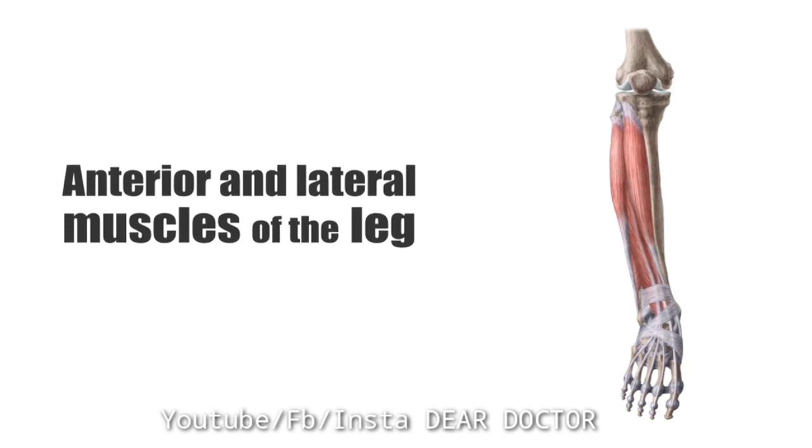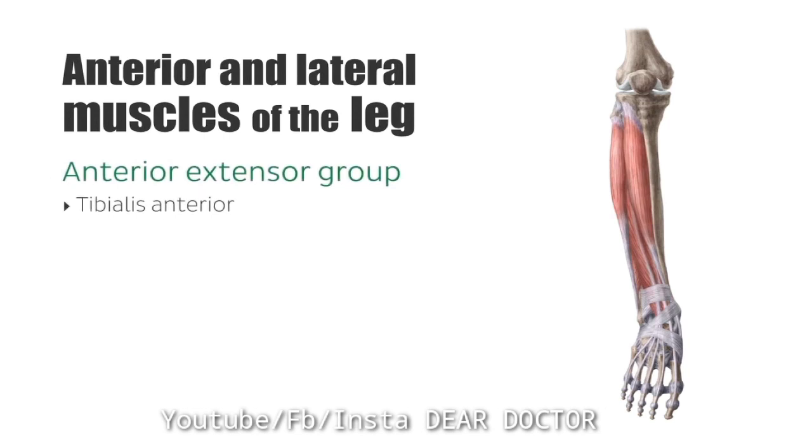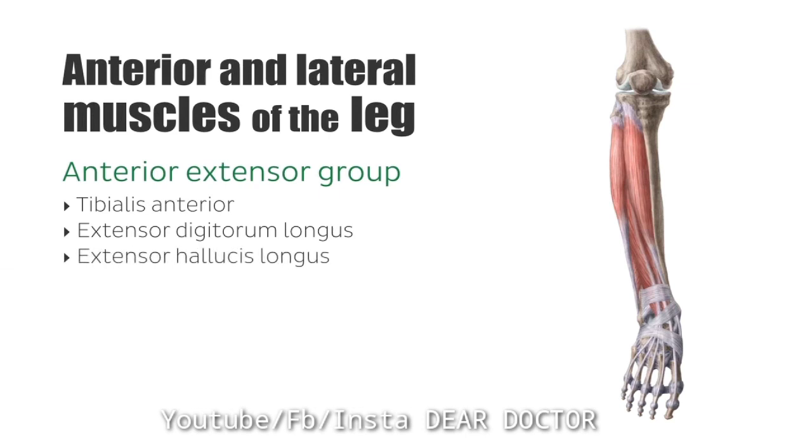Now, before I move on and talk about the different muscles individually, I would like to list them. And before we do so, I want to tell you that the anterior and lateral muscles of the leg can be further divided into two groups. The first group is the anterior extensor group, which consists of the tibialis anterior, the extensor digitorum longus muscle, the extensor hallucis longus, and the fibularis tertius.